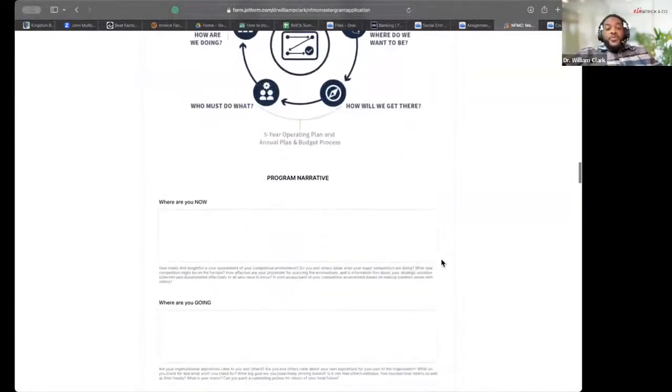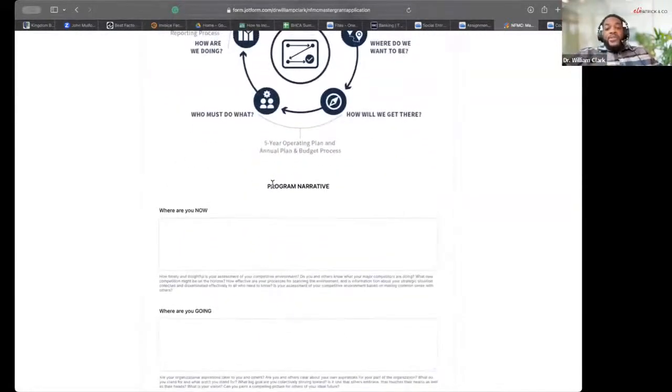So it starts off with, where are we now? This is a part of putting together your program narrative. You will see questions in your grant application that look somewhat similar to these. They won't say these exact words or terms, but you will notice questions in major applications that really ask these questions. So first one is, where are you now?